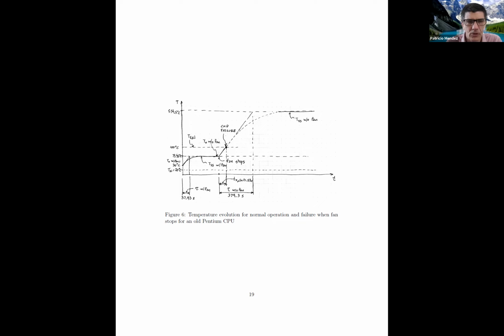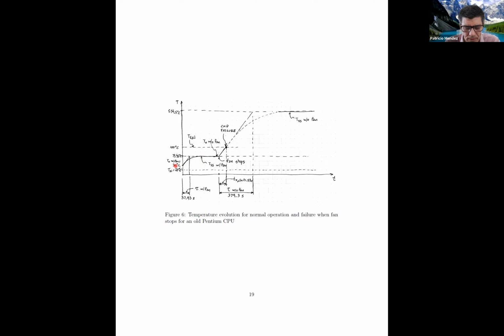So let's look at this graph here. In this graph, the horizontal axis is time. The vertical axis is temperature. And in this problem, you see two curves. The first one here, lower temperatures, and then another one, higher temperatures. Let's split them and look at them separately.